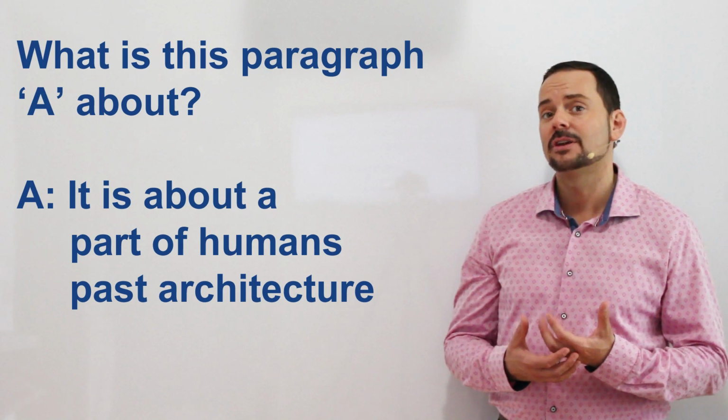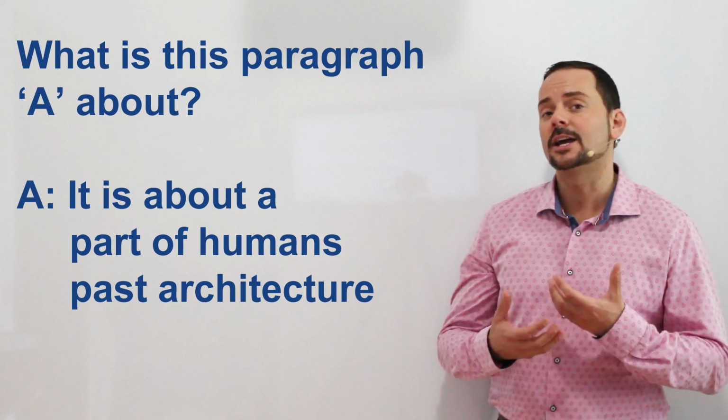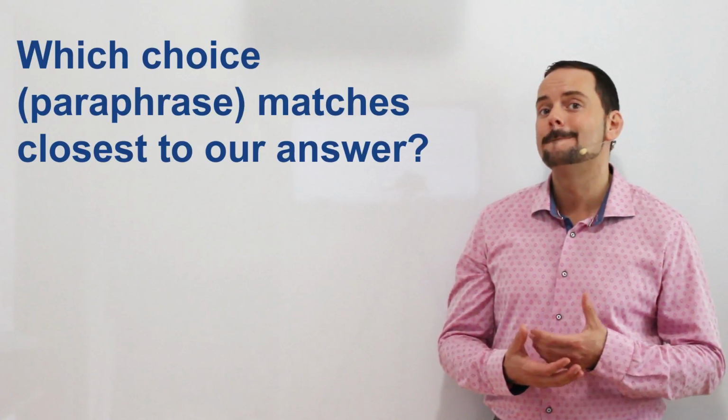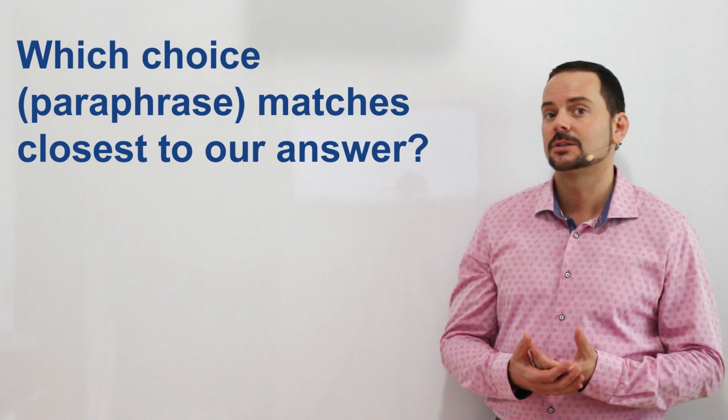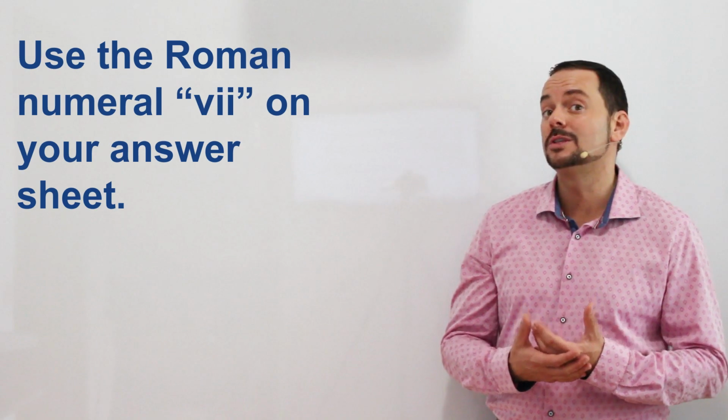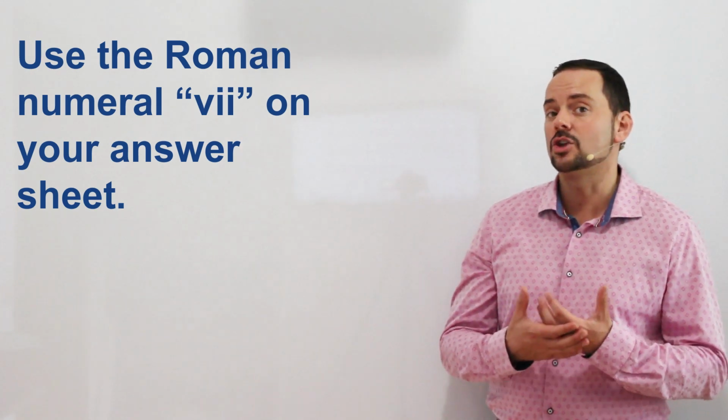This paragraph is about the architectural past of human history. Which of our choices matches the closest? It seems to be choice number 7, a part of human history. Make sure to use the Roman numeral in your answer sheet.